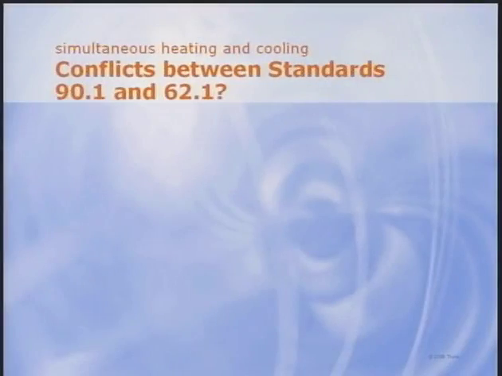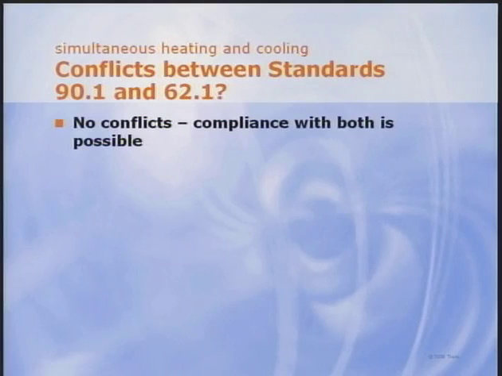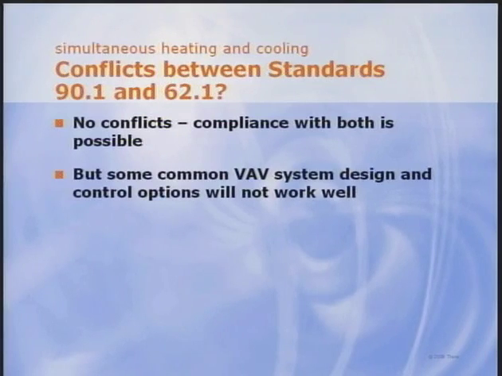Now, let's find out about a designer's view of reheat minimums. Steve? Well, once again, we ask, are there conflicts between the requirements of 62.1 and 90.1 with respect to simultaneous heating and cooling? And once again, strictly speaking, there are no conflicts. It is possible to design a mechanical system that meets both standards. However, it is more difficult than the previous two potential conflicts we have discussed.